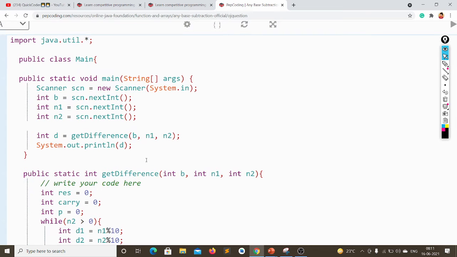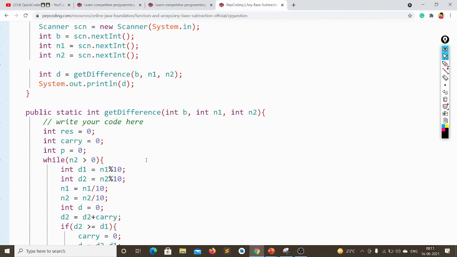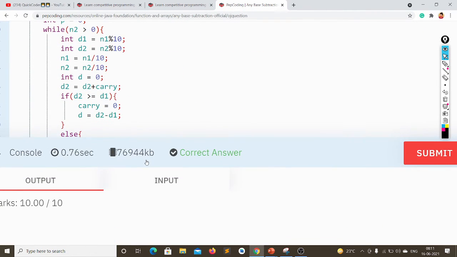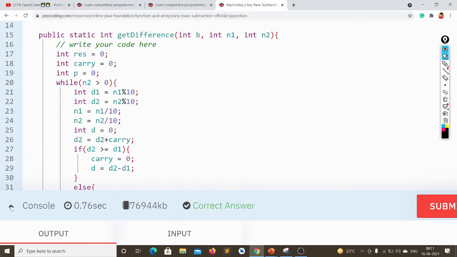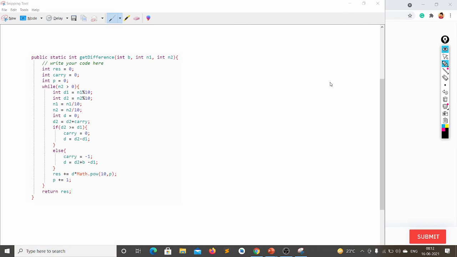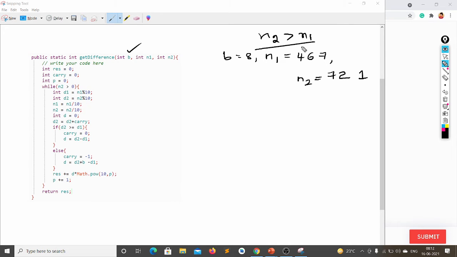Now let's analyze the code first of all. Then you can understand this code very nicely. Okay, friends. Let's take b as 8. b is equal to 8, and my n1 is 467, and my n2 be 721. As we already discussed, n2 is always greater than n1.